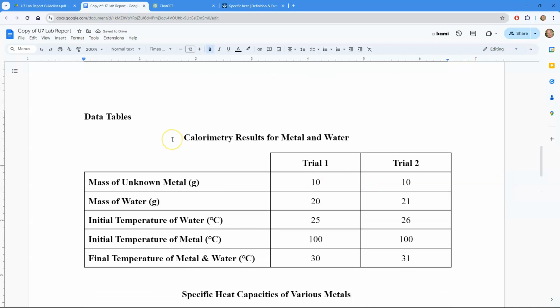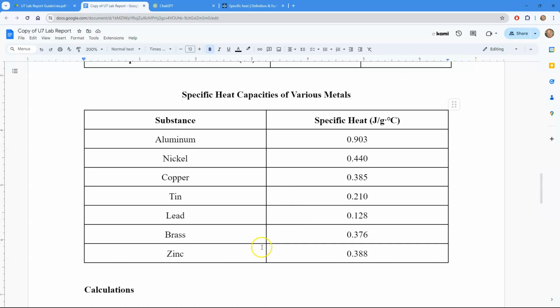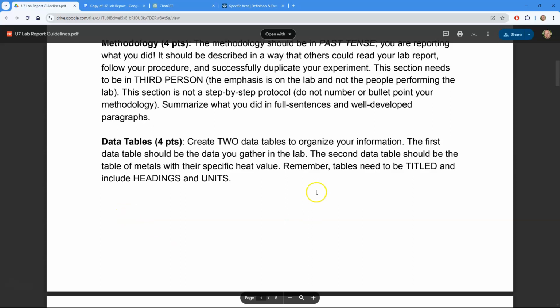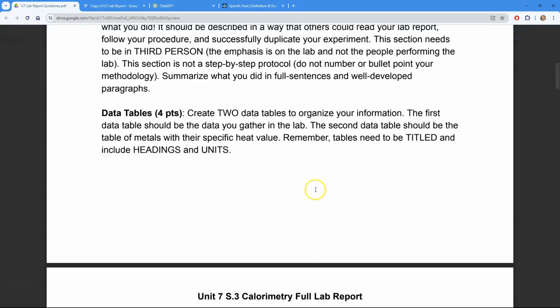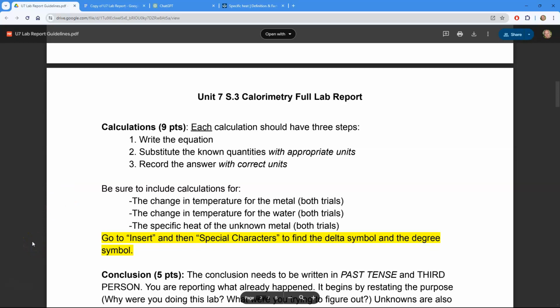Okay. Perfect. So I've got my 2 titles. I've got my 2 data tables. We are good to go. All right. Moving on. The next section is calculations.